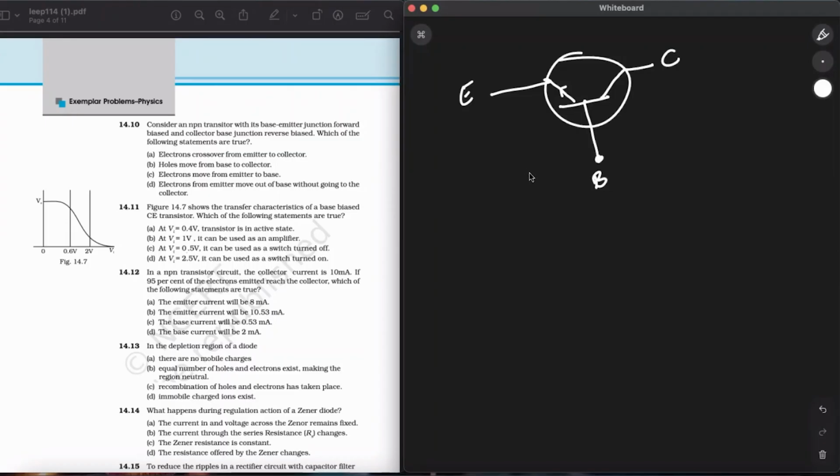Now in normal operation, base emitter is forward biased, that we already know. Collector base junction is reverse biased. The positive pole of the collector base battery is connected to the collector and negative pole to the base. Electrons move from the emitter to the base and cross over from emitter to collector. So option A says that electrons cross over from emitter to collector, that is true. B, holes move from base to collector, that is wrong. C, electrons move from emitter to base, that is correct. So options A and C are correct for question number 10.